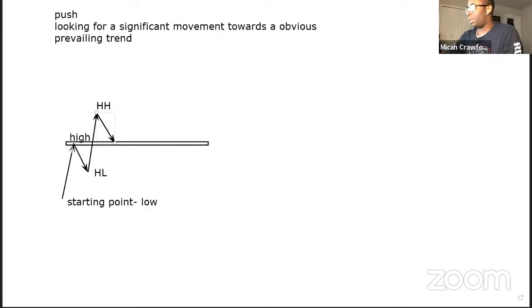So let's go back to the PDF. We have our push, right? We have our push. Looking for a significant movement towards an obvious prevailing trend. We see the push and the break of a high. So the next thing we look for is going to be a pullback.